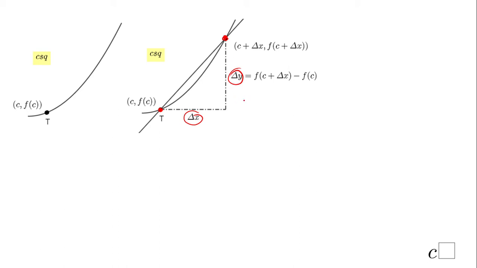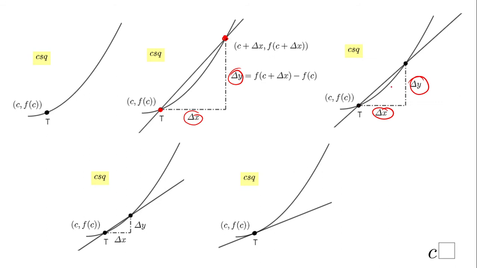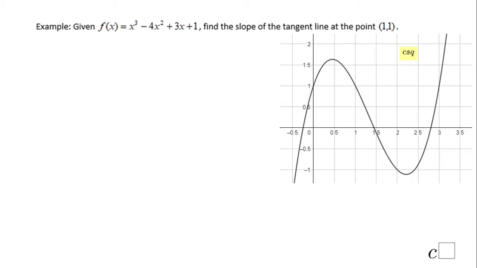rise over run. But the beauty of this method, you can go even closer to the point you want to find the slope of the tangent line, and you can calculate the rise again and the run again, and get the slope of that secant line even closer. And look here in this picture, I have in fact the tangent line, and I want to find the slope of that tangent line. So how this numerical process works, we're going to see in this example.